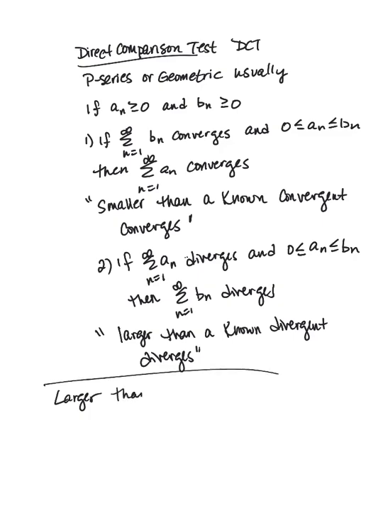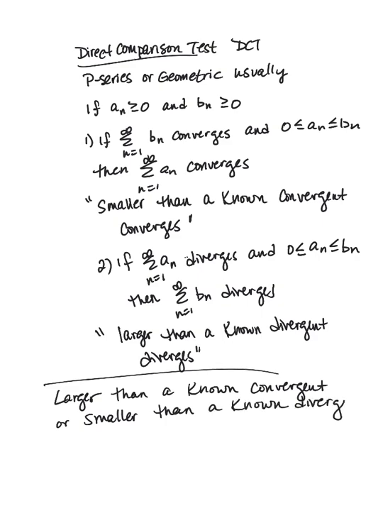Okay, so you cannot use this test if you have larger than a known convergent. It's inconclusive. Or smaller than a known divergent. Okay, the test is inconclusive. DCT test. Direct comparison test. Inconclusive.